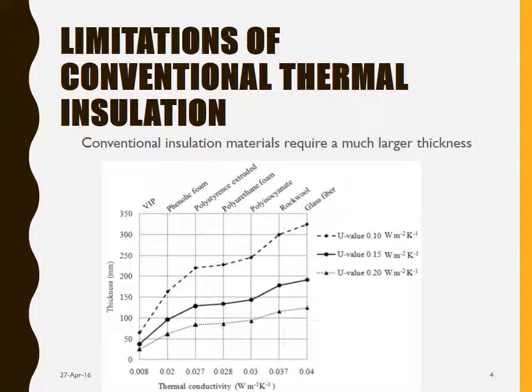Now here, the U value corresponds to the heat flux. As we want to decrease the heat flux, the thickness of the insulation goes on increasing to increase the thermal resistance. For the conventional materials like glass fiber and rock wool, the thickness increases to around 300 to 350 mm to achieve higher resistance. Now this takes a lot of space, so we need to find a solution for this.